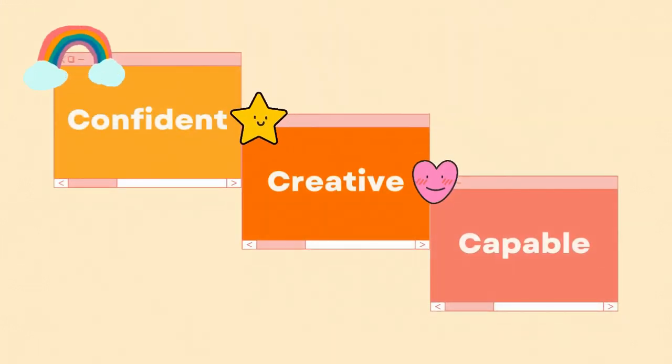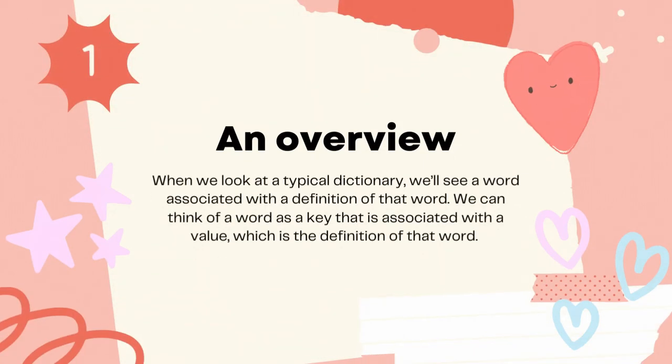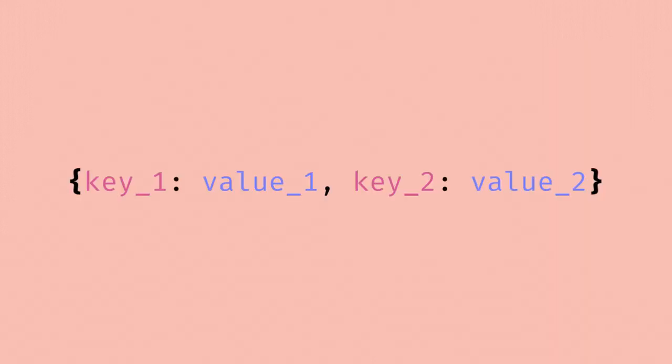Dictionaries are an interesting data type. They're called dictionaries for a reason. For instance, when we look at a typical dictionary, we'll see a word associated with the definition of that word. We can think of a word as a key that's associated with a value, which is the definition of that word. In dictionaries, we have the following syntax that I'm showing on the screen right now.